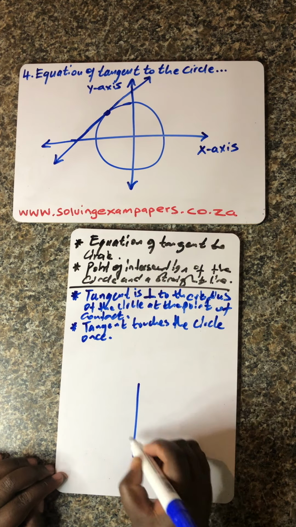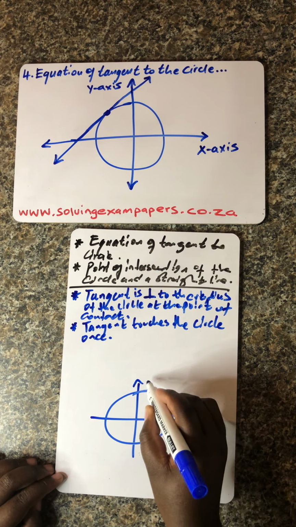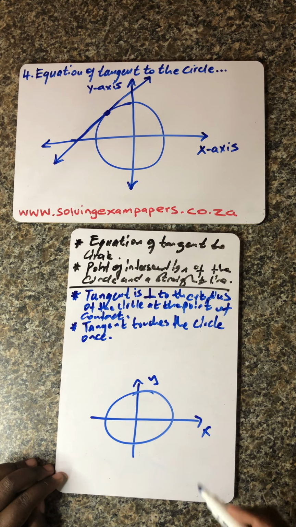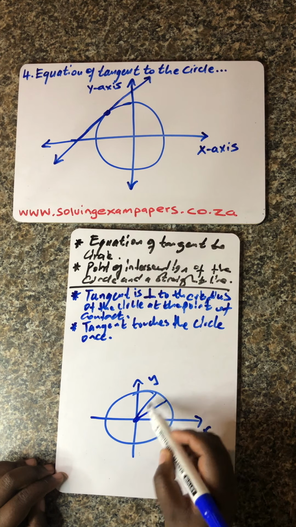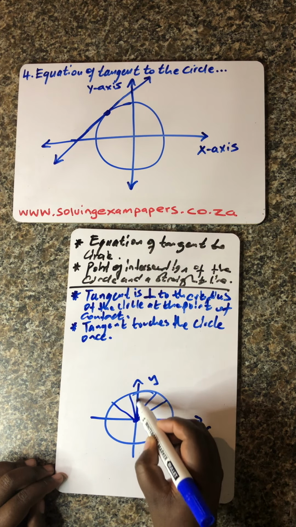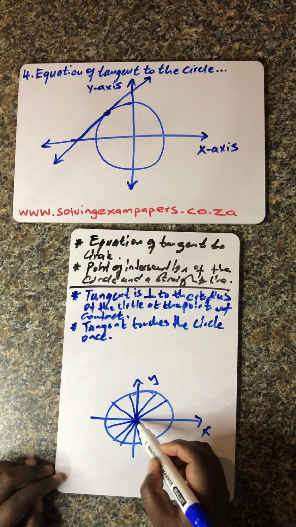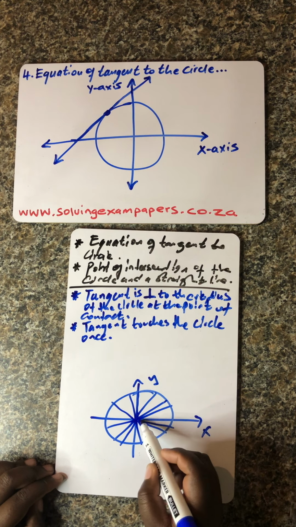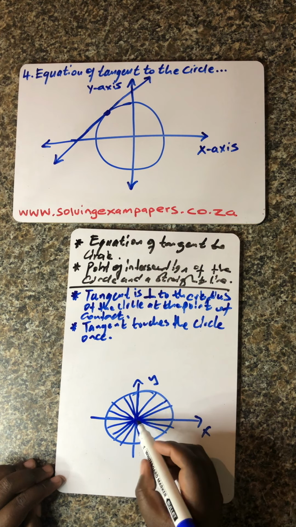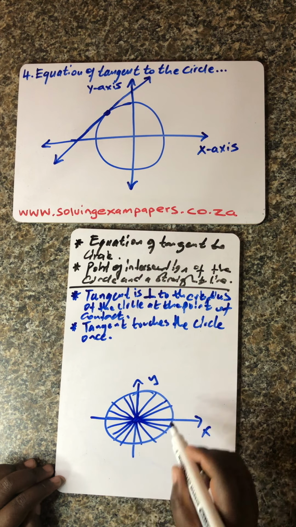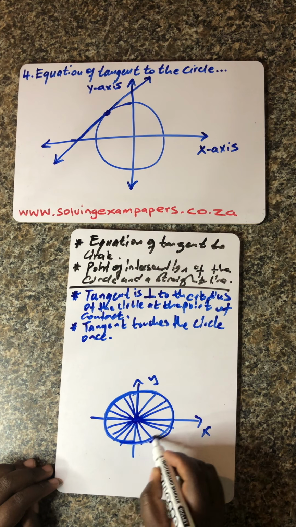Okay, remember guys, let me just try to redraw that circle and say this is the x-axis, this is the y-axis. Remember, the radius can radiate from the center of the circle in any direction. That includes a line along the y-axis or the x-axis, like that. The length of the radius is the same throughout. And remember, this is the circumference of the circle.